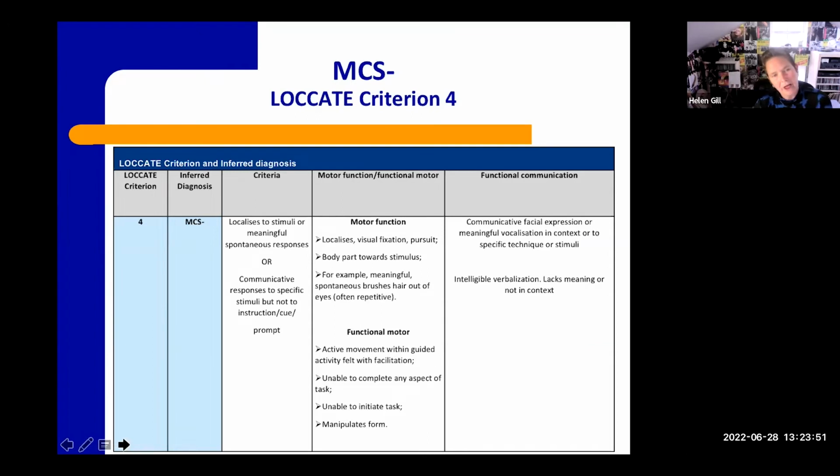So then we're going to look at LOCCATE criterion for MCS minus. And obviously this is clearly defined in the RCP guidelines. So when we look at the motor function there, and the functional motor movement, you've got your localization, let's say hand towards a tactile stimulus, or you've got visual fixation or visual pursuit. And also those spontaneous, meaningful movements, such as brushing hair out of eyes. This is obviously a repetitive movement, and we've all seen that with our clients.